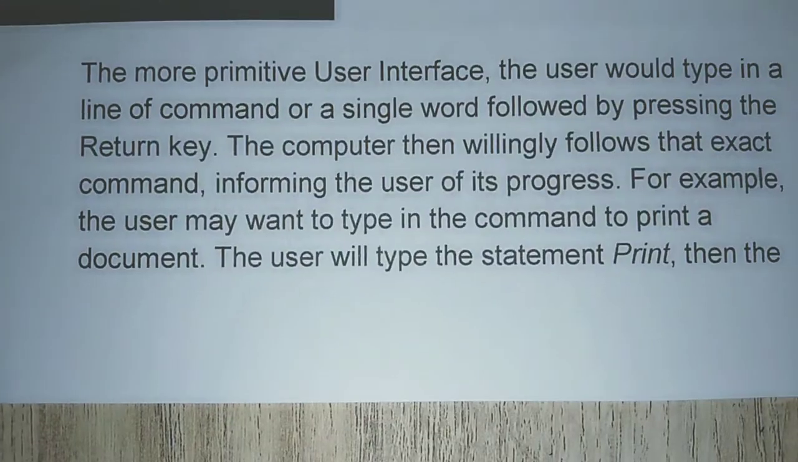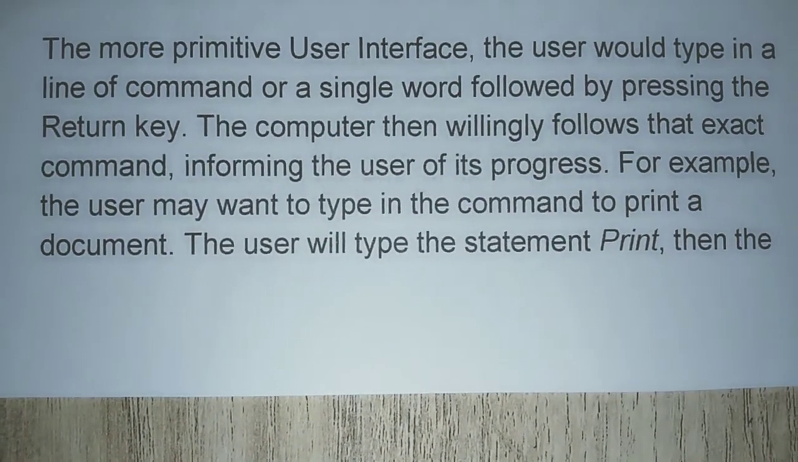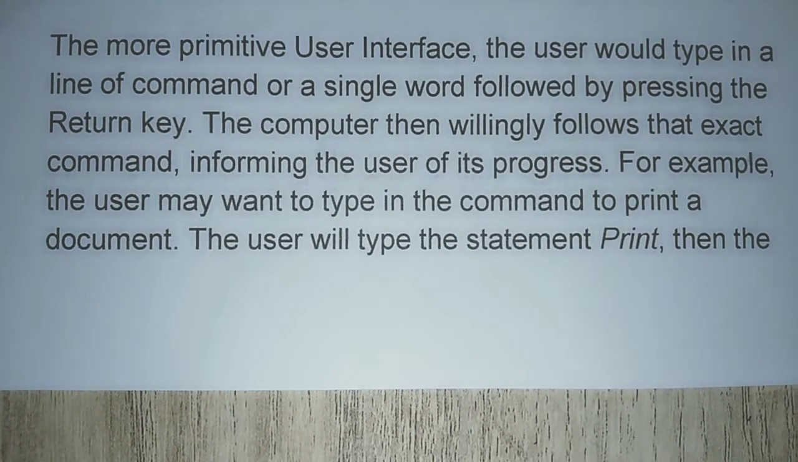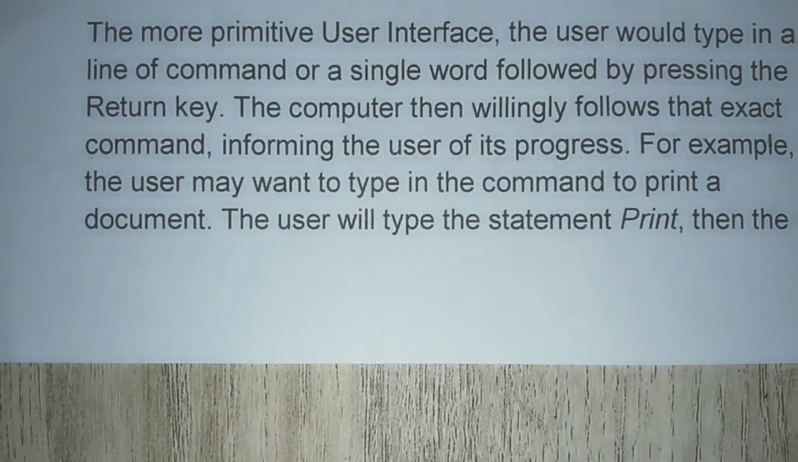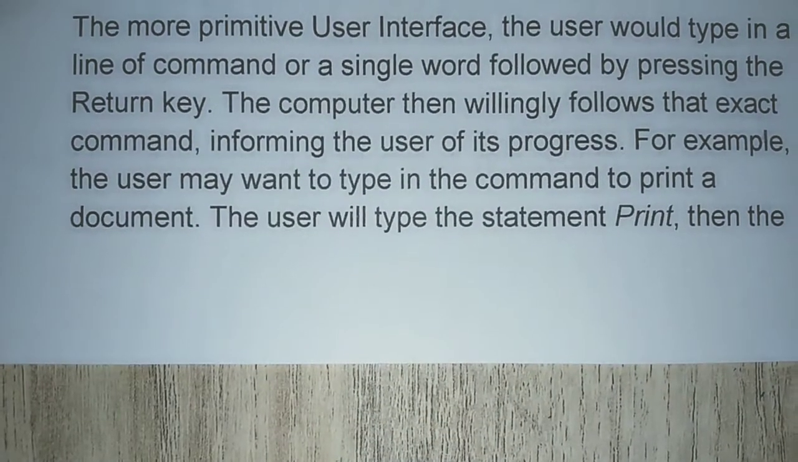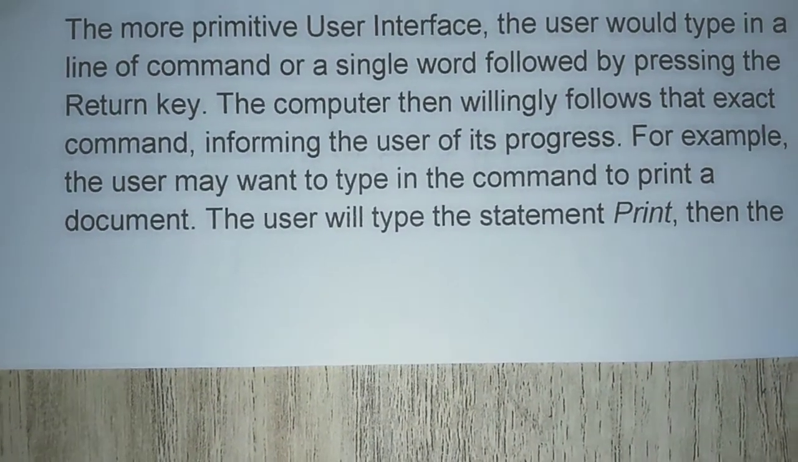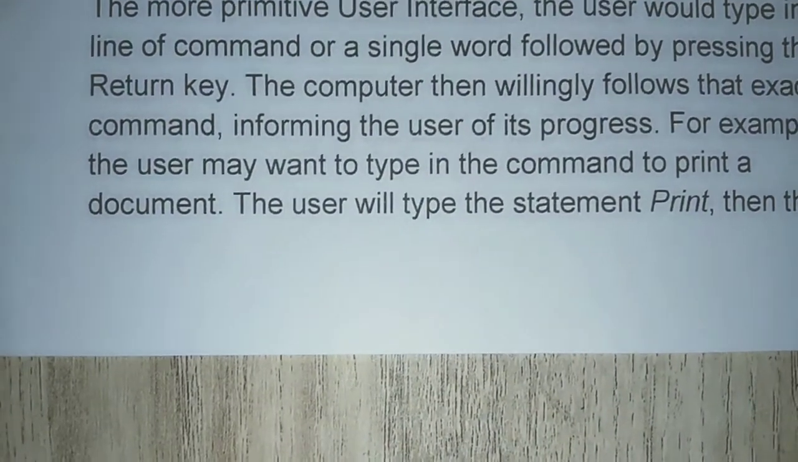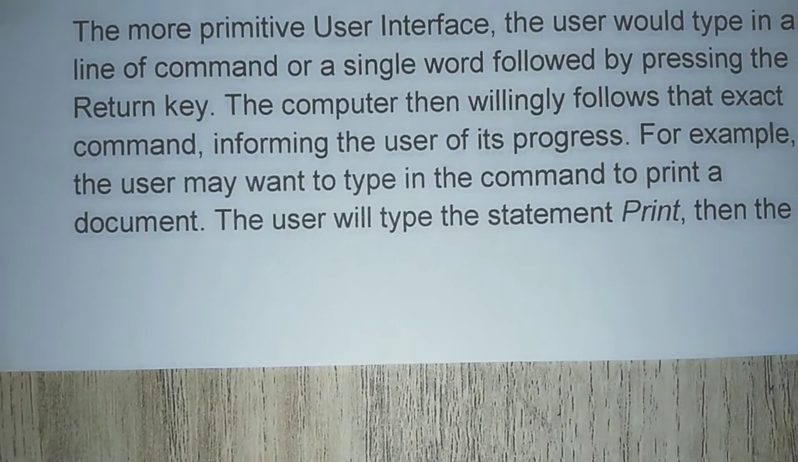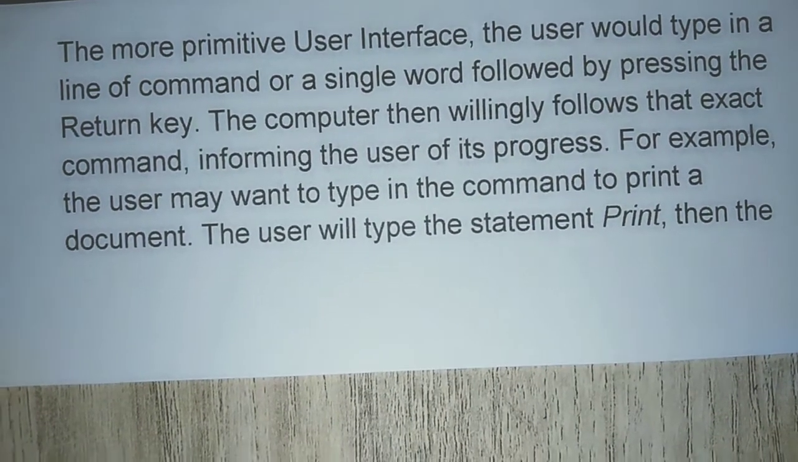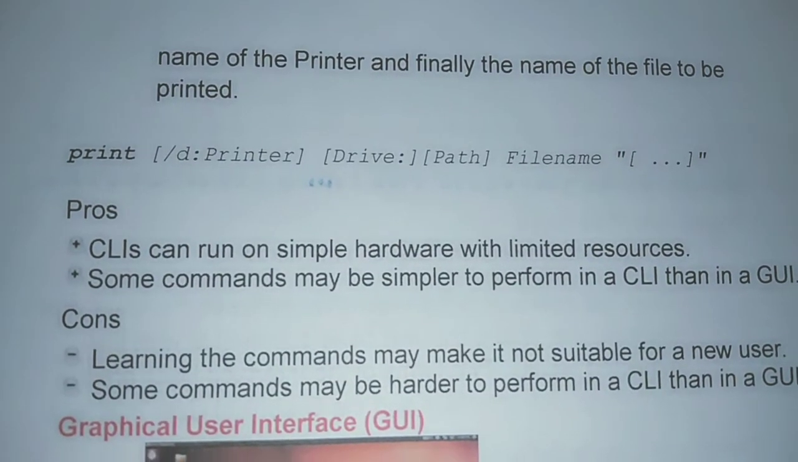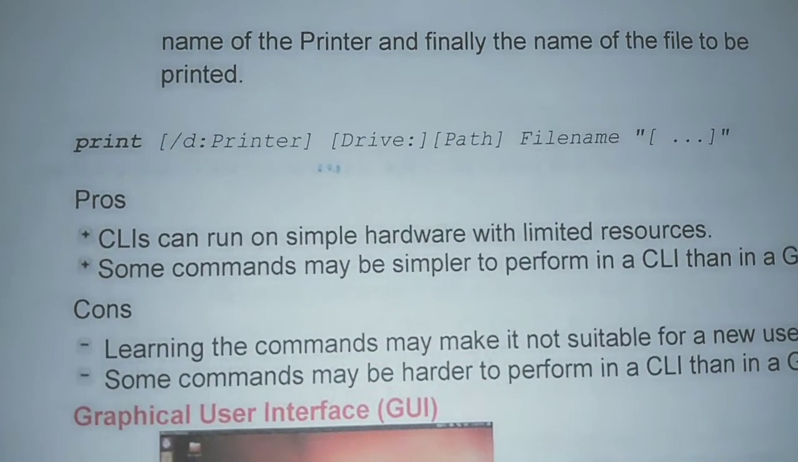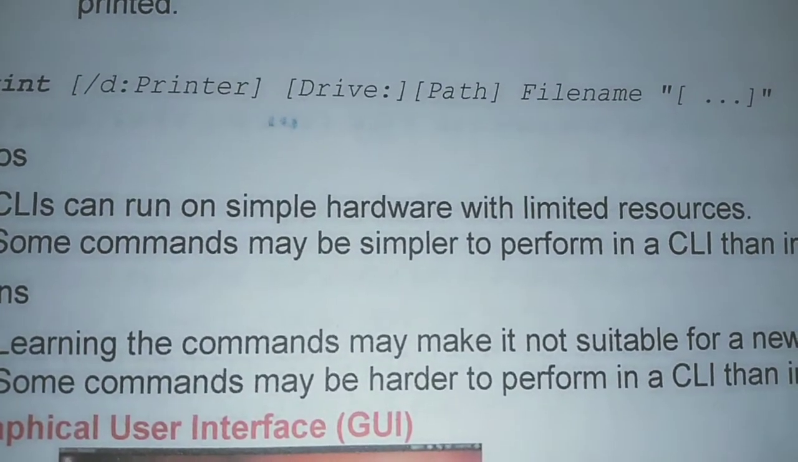This is how a command line interface looks. It is the more primitive user interface. The user would type in a line of command or a single word followed by pressing the return key. The computer then willingly follows that exact command, informing the user of its progress. For example, the user may want to type in a command to print a document. The user will type the word print, then the name of the printer, and finally the name of the file to be printed. This is how a print command looks.